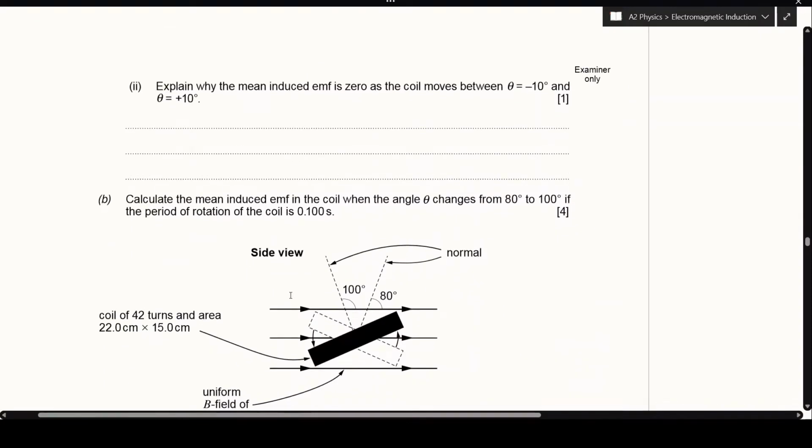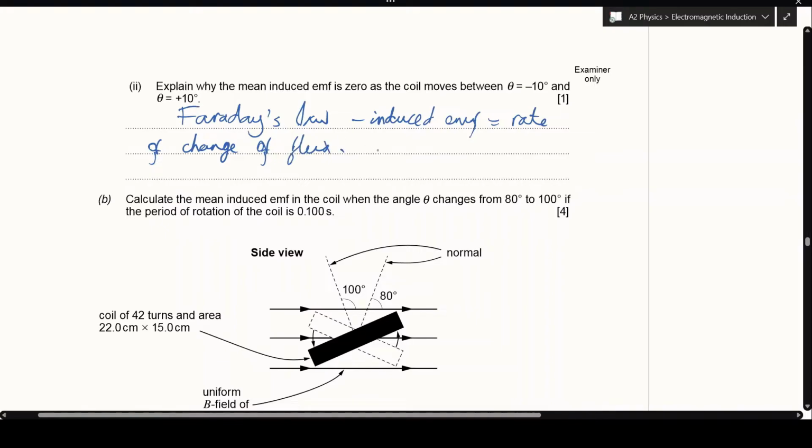Next, we're asked to explain why the mean induced EMF is 0 as the coil moves between those two positions. Well, Faraday's law tells us that the induced EMF is the rate of change of flux linkage. And in this case, there is no overall change of flux linkage. The flux linkage does change as it moves from one position through 0 to the other, but there's no overall change, and hence there's no mean induced EMF.